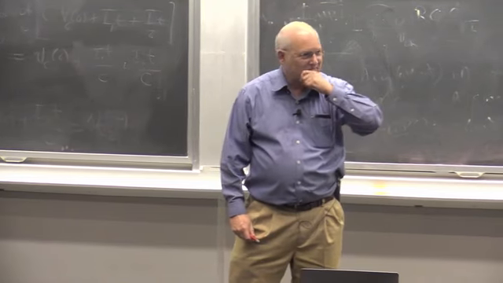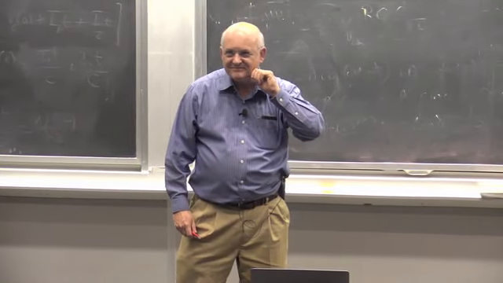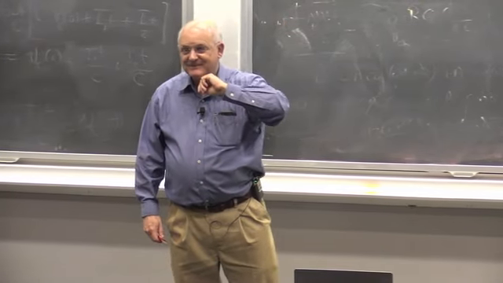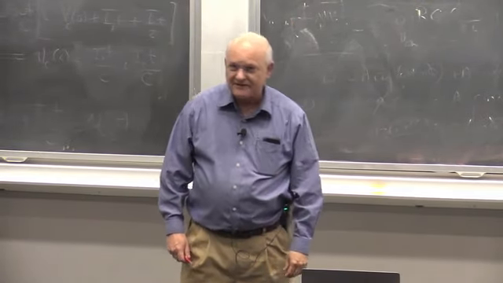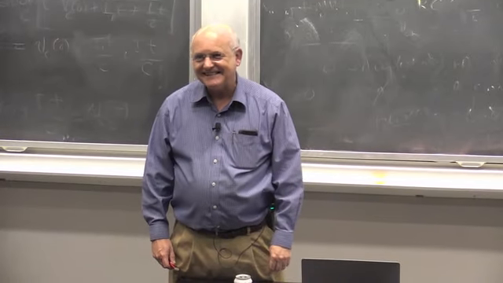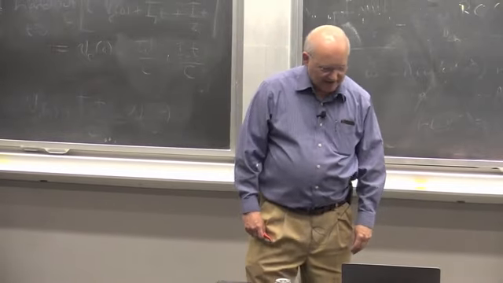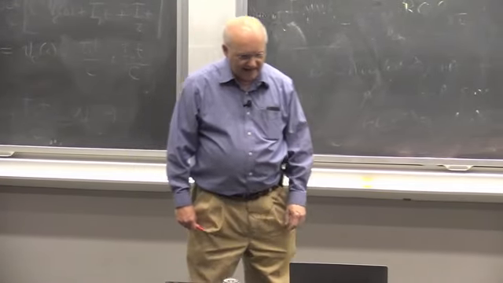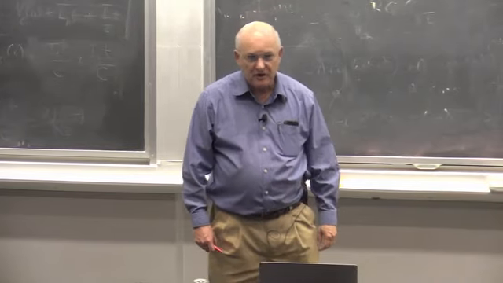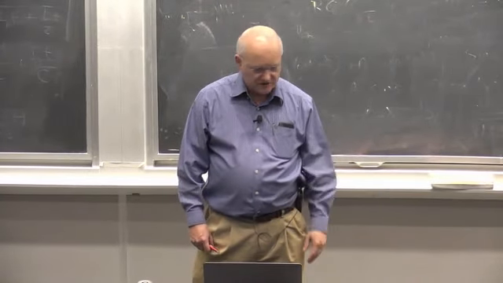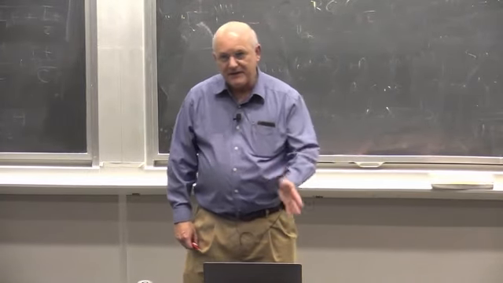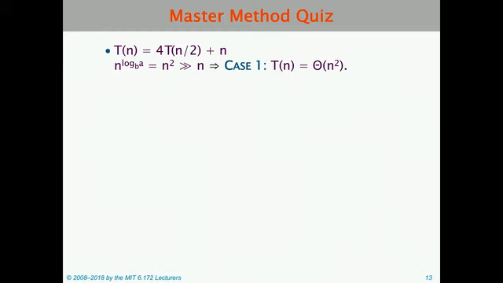Okay, so what's the solution here? It's case 1, and what's the solution? N squared, very good, yeah. So n to the log base b of a is n to the log base 2 of 4. Log base 2 of 4 is 2, so that's n squared. That's much bigger than n, so it's case 1, and the answer is theta of n squared. Okay, pretty easy. Okay, how about this one?